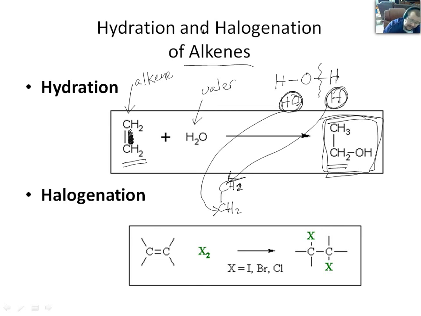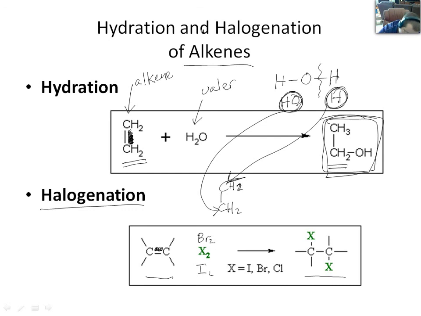For halogenation, very similar concept. I'm going to go from an alkene to adding 2 atoms of a halogen. I start out with a diatomic. This X2 could be Br2, it could be I2, it could be Cl2, it could be F2. They can undergo halogenation, where I'm adding halogens to this alkene.